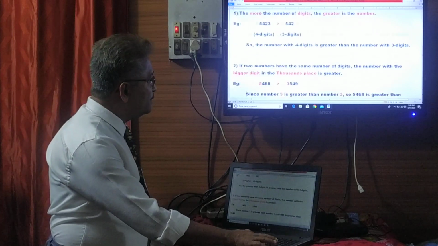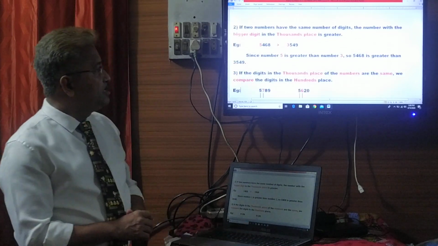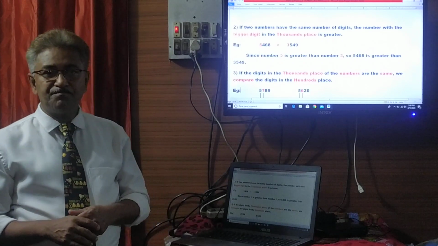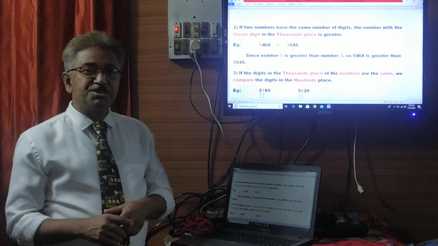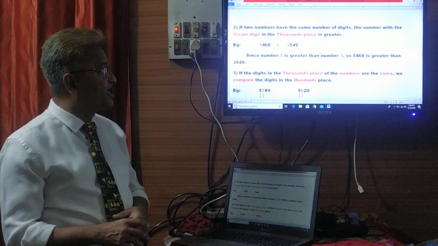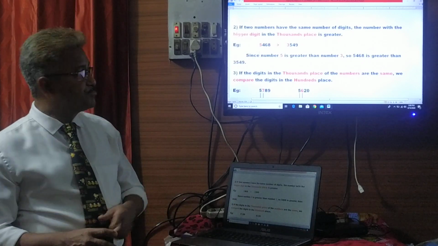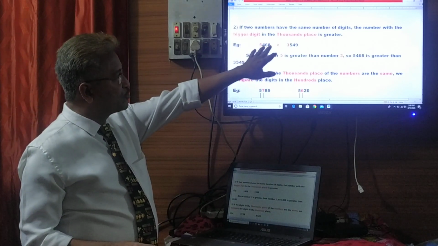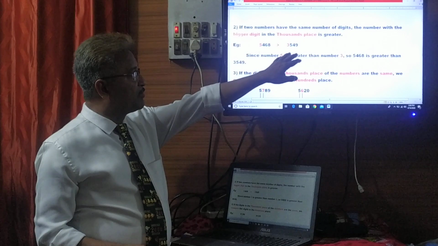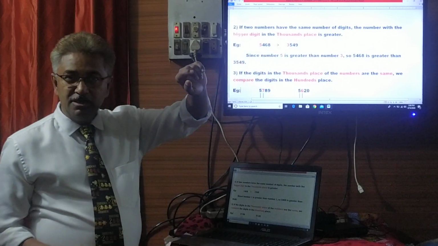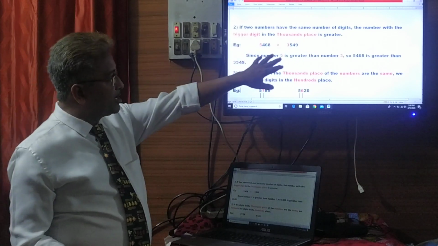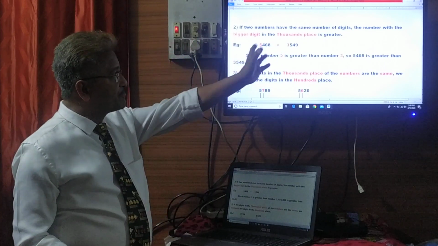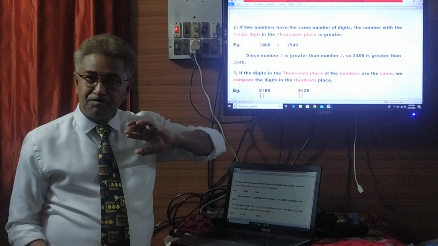In the second rule, if 2 numbers have the same number of digits, the number with the bigger digit in the thousands place is greater. Now let's get back to the example. Here we got 5468. The second number has got 3549. If we notice, both the numbers have got 4 digits each. So the number of digits are the same.